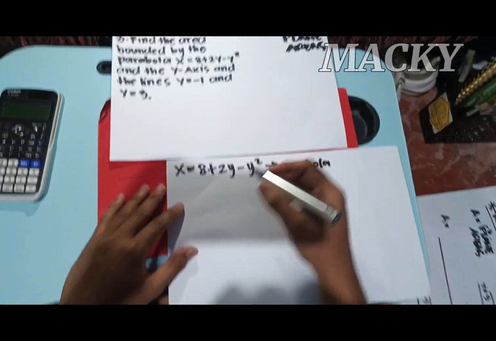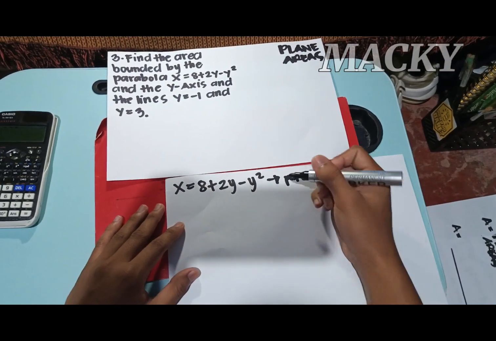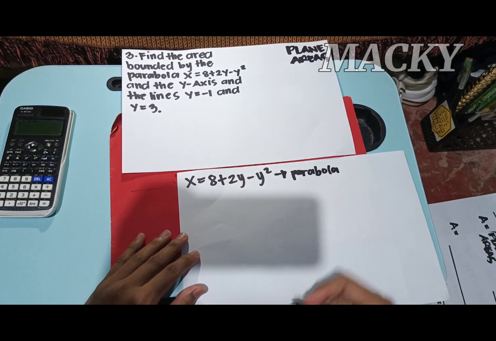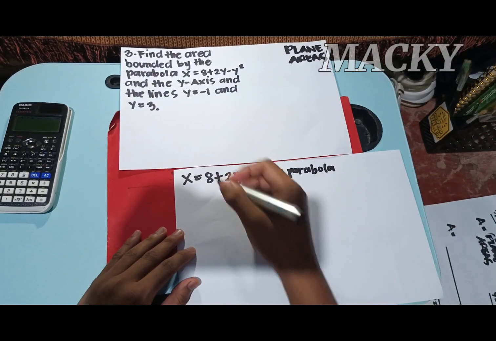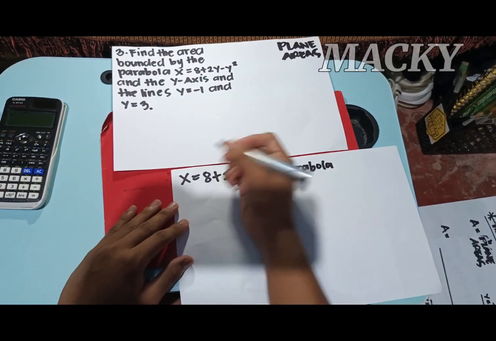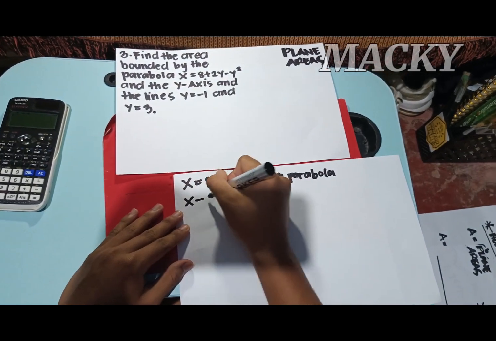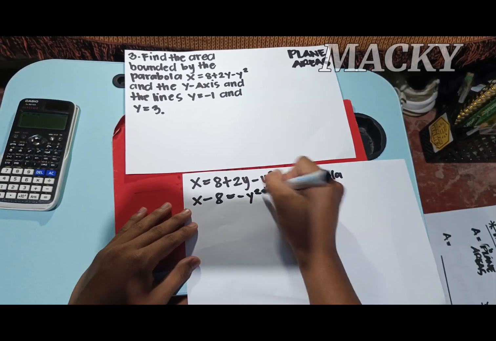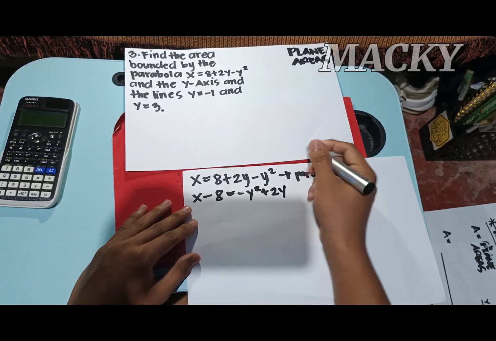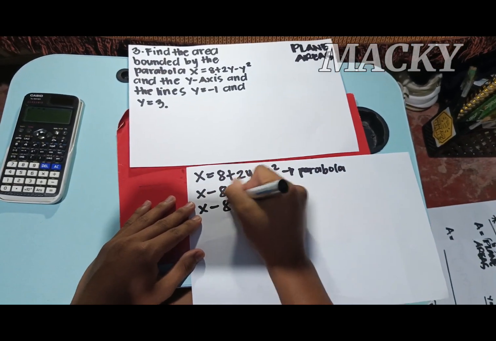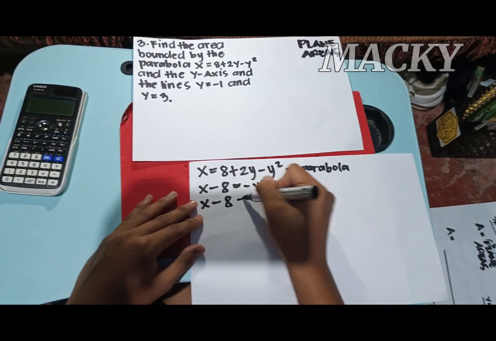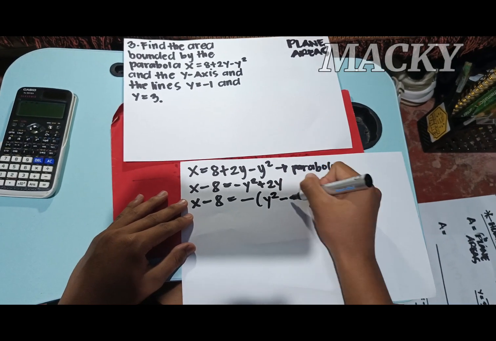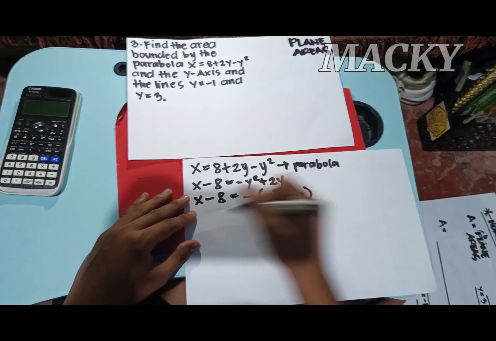Next is this one. Since it is a parabola, we cannot yet identify its vertex or its opening, so we solve it. We say x minus 8 is equal to negative y squared plus 2y. x minus 8 is equal to, let us factor out the negative, negative (y squared minus 2y).